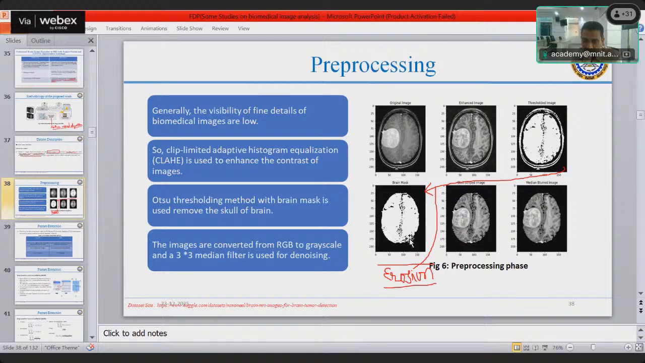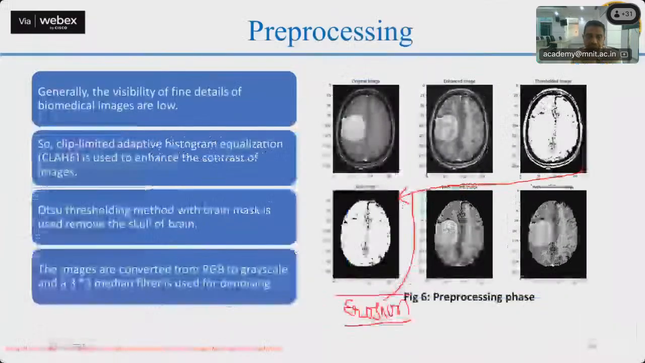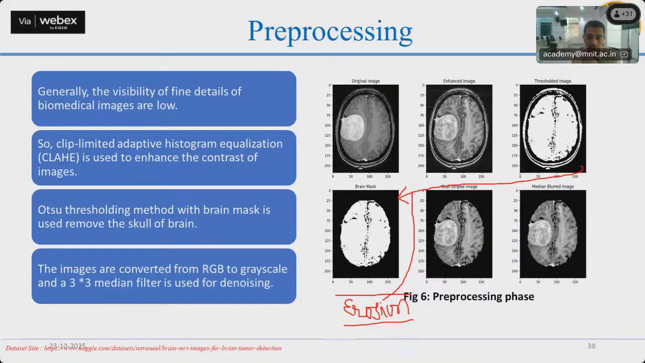But here, definitely the morphological operation is involved, because once you have this set of thresholds, then you have worked over it. Then the images are converted from RGB to grayscale, and a 3 by 3 median filter is used for denoising. And thereafter, see, the skull stripped images are there.